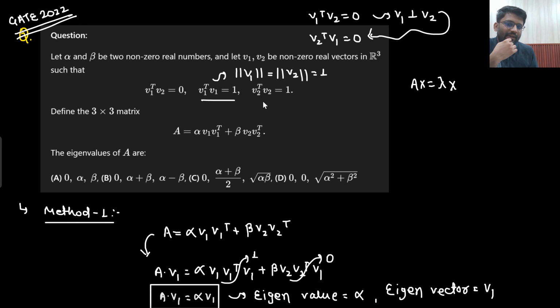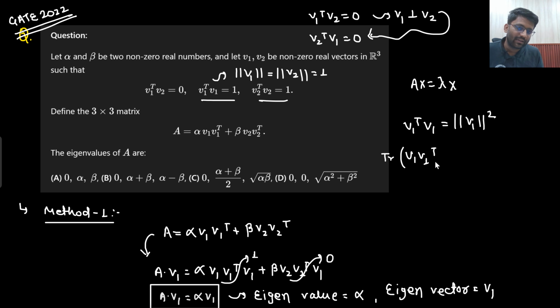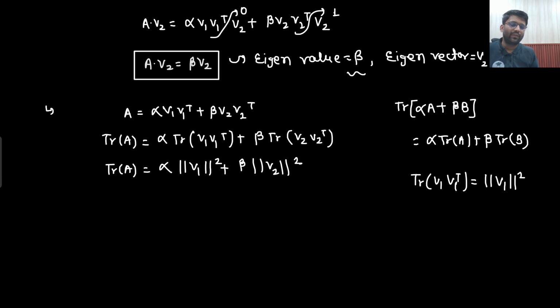From this expression I can comment so. v1 transpose into v1, what does this represent? Length of v1 square. These things we have seen. And trace of v1 into v1 transpose would also represent the length of the v1 vector. And the length of the v1 vector is 1. So what we are getting, the trace of A is coming out to be alpha plus beta.